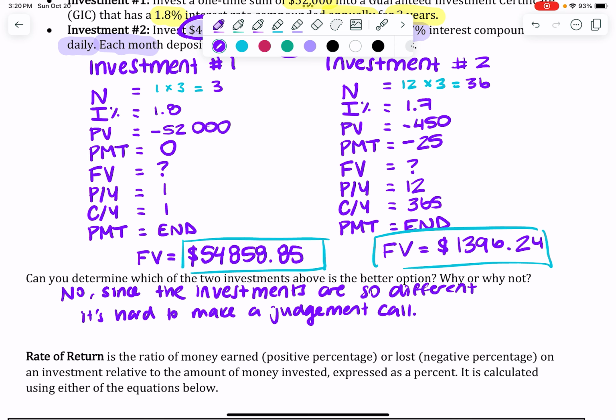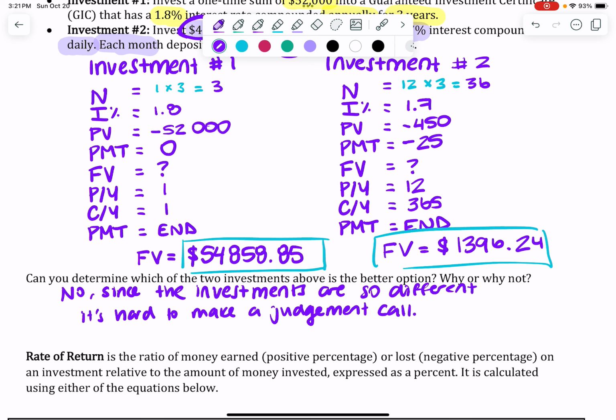Now that precisely is why rate of return exists. Rate of return is the ratio of money earned or lost. So rate of return can be positive. It'll be positive if we earn money. But also in investments, it's possible to lose money. And we're not losing money in like a bank account or something like that. But we could lose money in stocks, right?